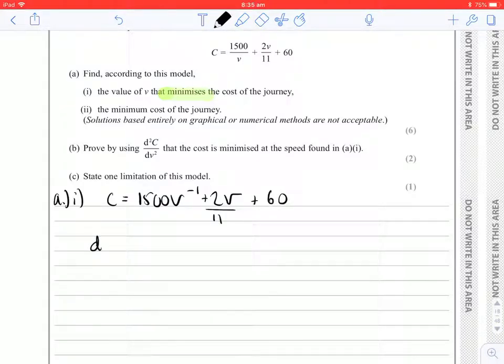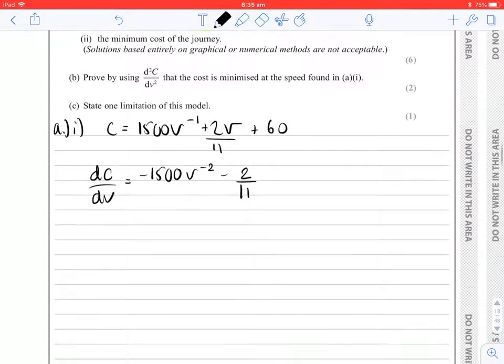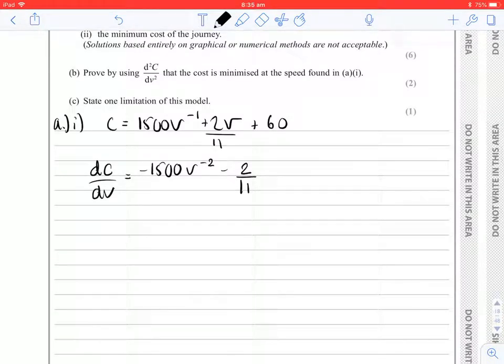So we're going to differentiate. So dC/dV is equal to minus 1500 V to the minus 2, add 2 over 11, and the 60 disappears. Now, if we're looking for where it minimises the cost, that is where dC/dV is equal to 0. So I've got 0 equals minus 1500 over V squared minus 2 over 11.